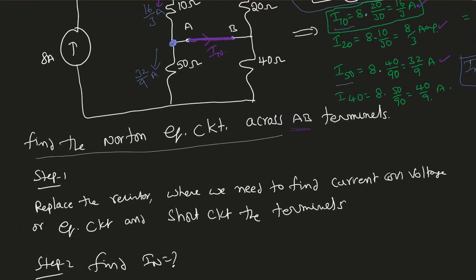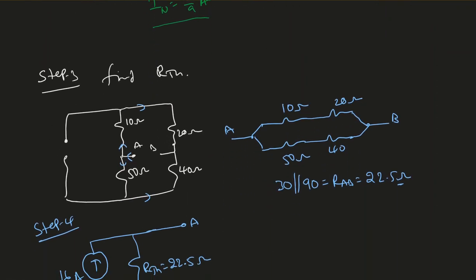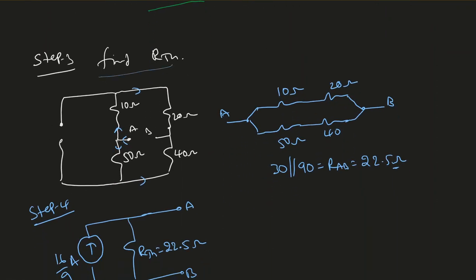16/9. In step 3, find Rth. While finding Rth, replace all independent sources with their internal resistance. Finding Rth is similar to finding Rth in the Thevenin equivalent circuit. So here I want to find the resistance between the AB terminals.